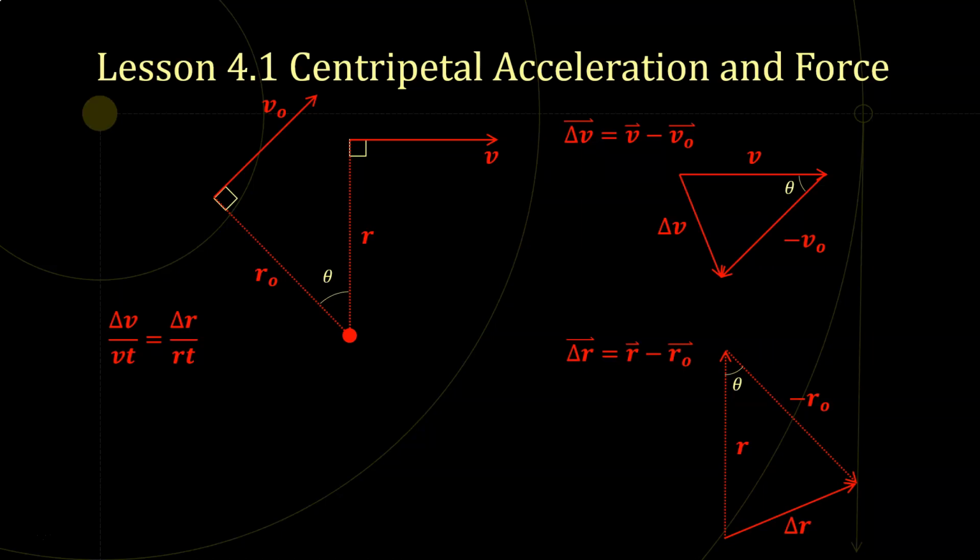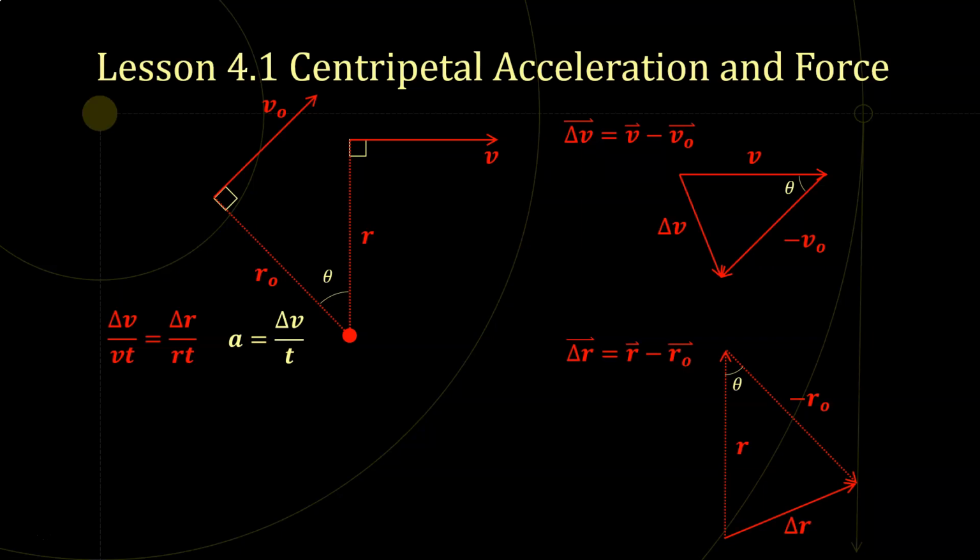Now, you may be able to recognize a couple of values that we've used before in physics. Like, we know that acceleration is change in velocity over change in time. And in this case, that change in velocity is entirely caused by the change in direction of the object.